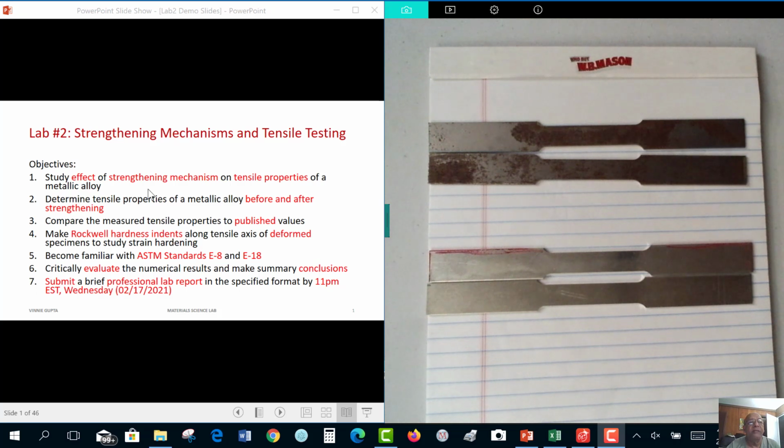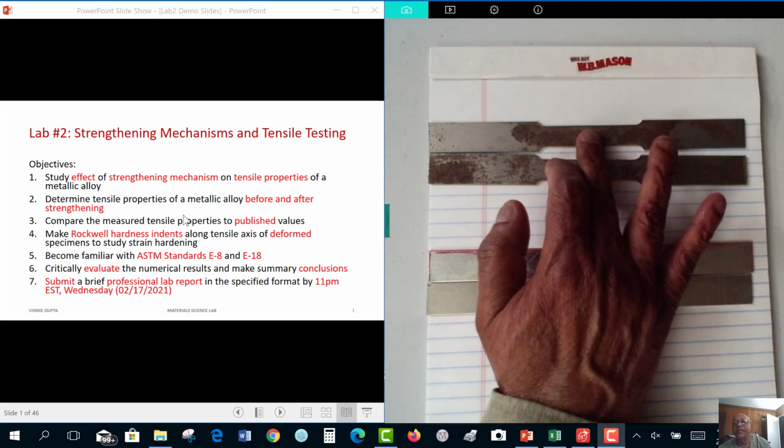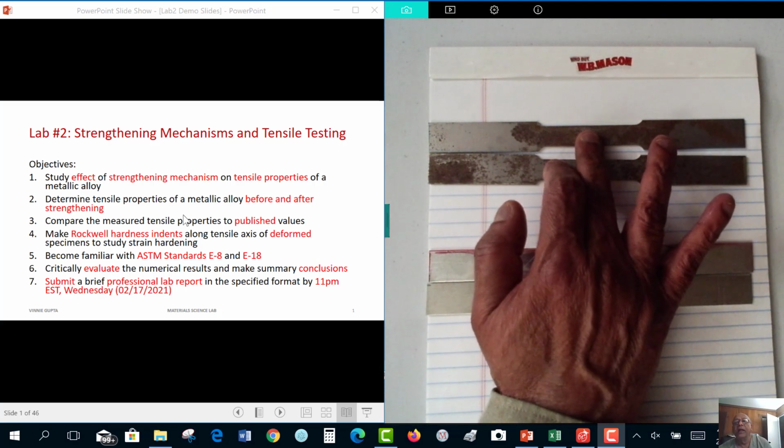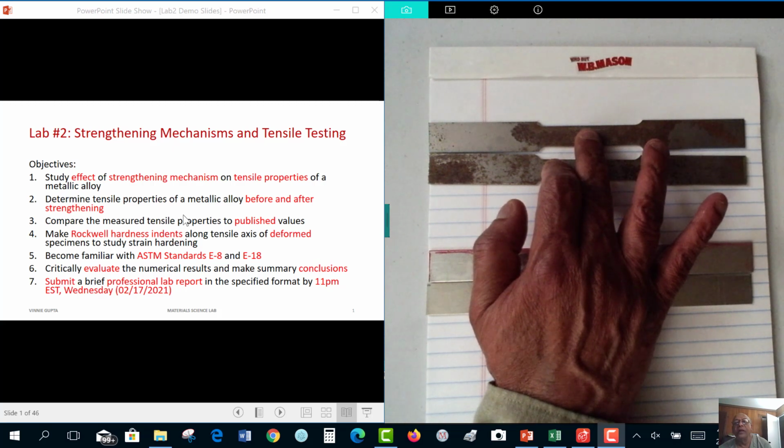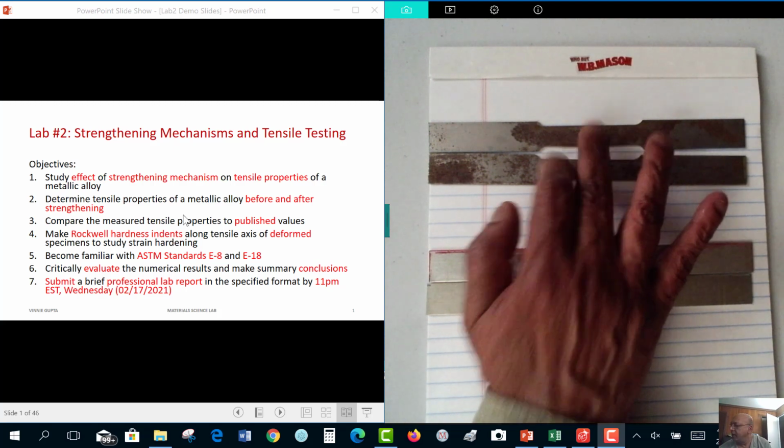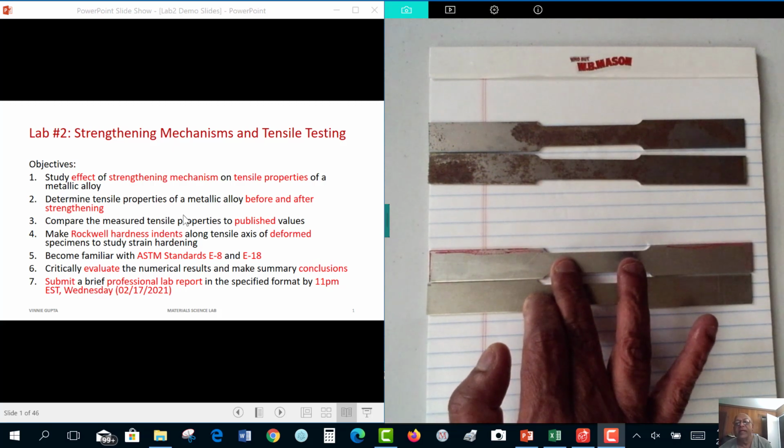So, in this lab, we are going to determine tensile properties of a metallic alloy before and after strengthening. I have two sets of samples. Above, I have steel samples that you are going to work on next week in your lab. And I have aluminum samples that I'm going to use as a demo.